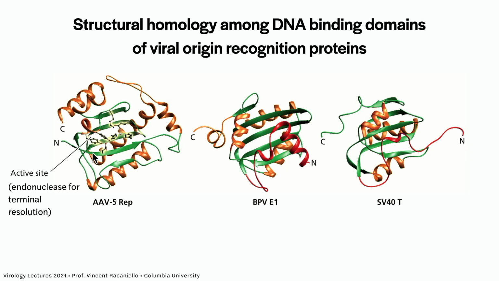Now, the AAV protein, the Rep68/78, has an extra feature. It has a cleft here, which is the active site of the endonuclease, which is needed to nick the DNA to provide a primer and so that you can eventually separate the strands, which is what terminal resolution is.